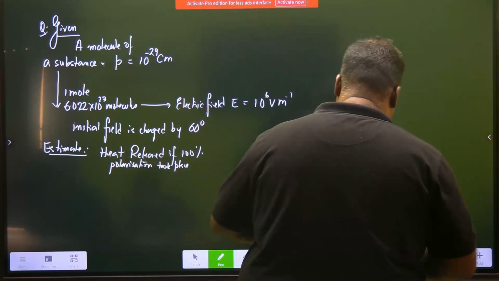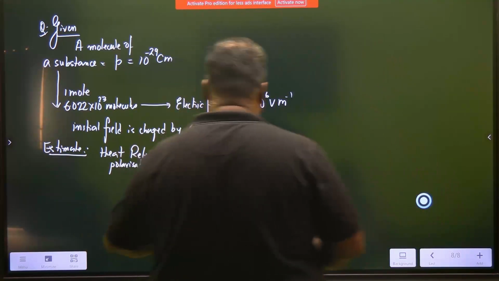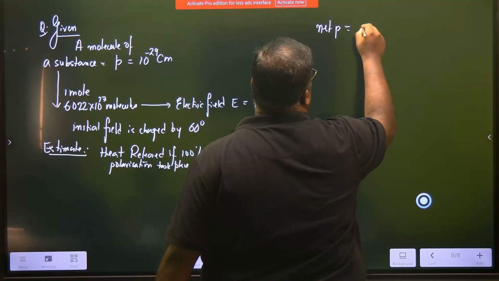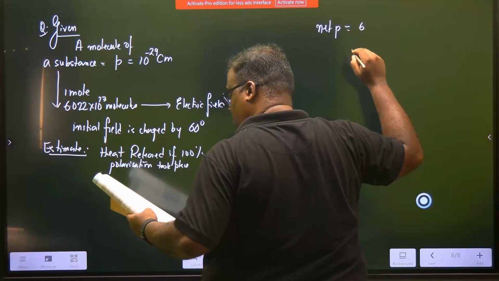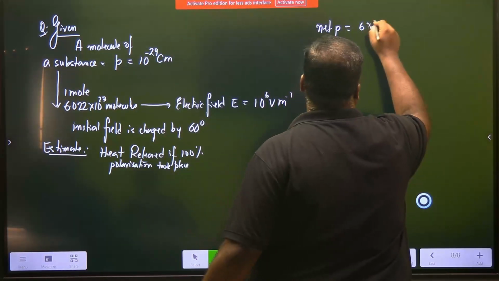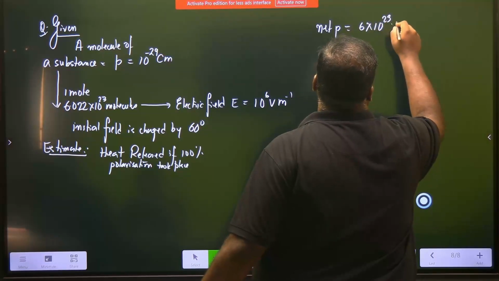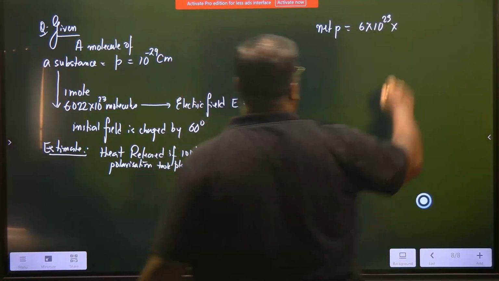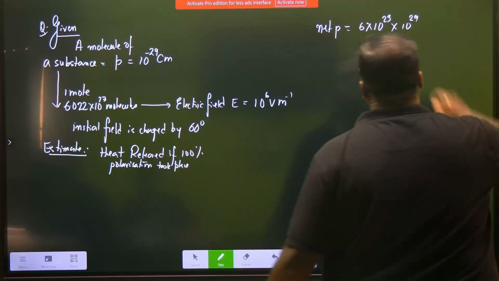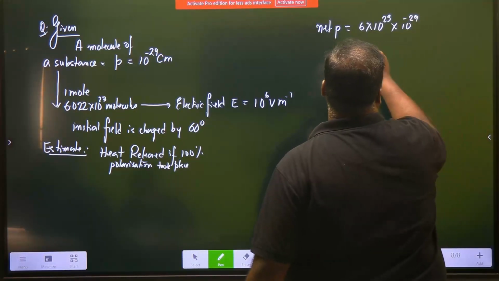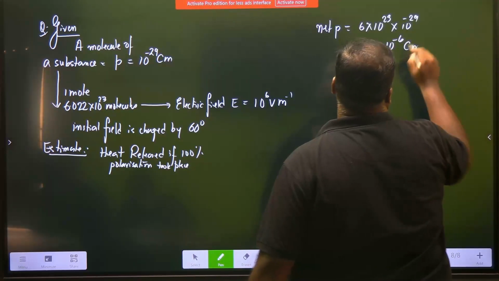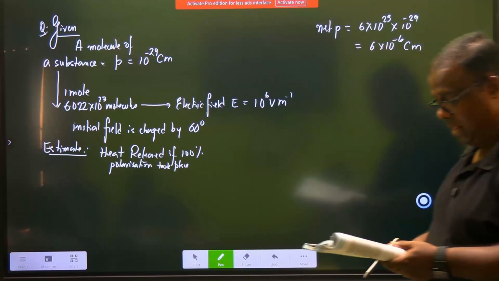Dipole moment is there. So what is the net dipole moment? The net dipole moment is 6.022 into 10 to the power 23 multiplied by... Okay, the book has not taken 6.022. They have taken just 6 into 10 to the power 23, simplified it, multiplied by 10 to the power minus 29. So this becomes 6 into 10 to the power minus 6 coulomb meter. This is the net dipole moment. Okay.